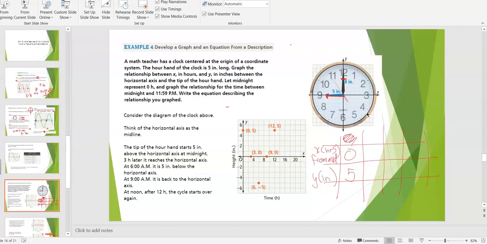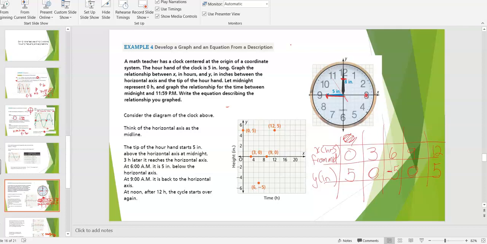And I might go ahead and go, well, the next thing would be at 3 o'clock, 3 hours from midnight. Where would the y be over here? It would be right on the x-axis, so it's 0 inches from the x-axis. And then at 6, the end of the hour hand would be at negative 5 inches. Seems kind of weird, right? But it is. And then at 9, I'd be back to my 0. And then at 12 o'clock, which would be 12 hours later, I would be back at the 5 again.